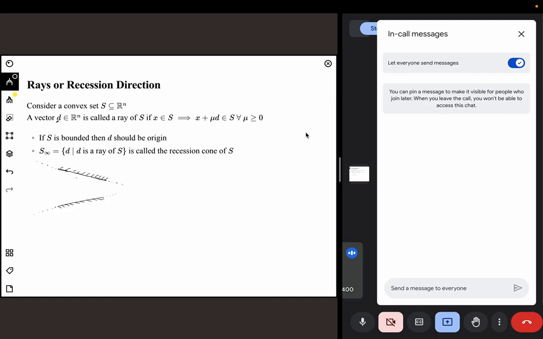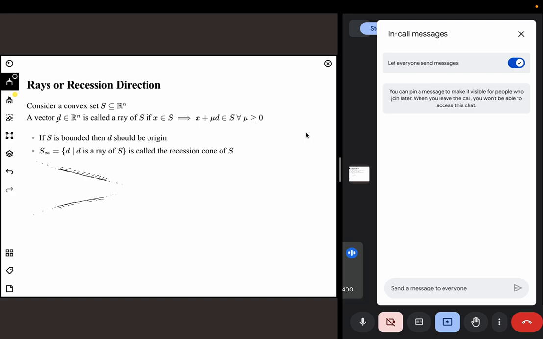I take some point here, and I take another point here. I do a linear combination of both of these. Then the resulting point will also be in the same set. I can take any points anywhere, and eventually it will be the same thing. So this is a convex set. Now the question is, we have to construct rays in it.